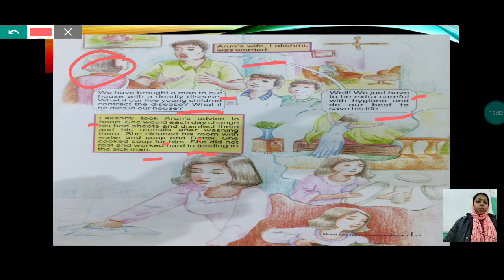Now, this Lakshmi, who was Arun's wife, took it very seriously. She took the advice of Arun very seriously, and she started taking care. She started maintaining all the hygiene. Every day she used to change the bed sheet of this person, then she used to disinfect them, and perform all the hygienic work. Then she used to clean his room with soap, water and Dettol. So she maintained all the advice, all the hygiene, and she took care of this person so that he could get well soon.